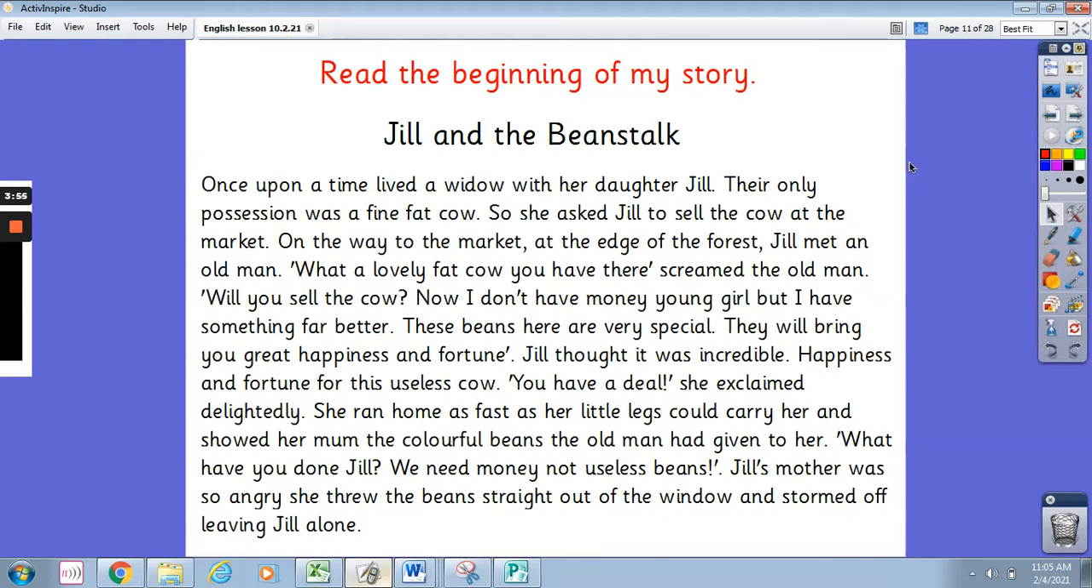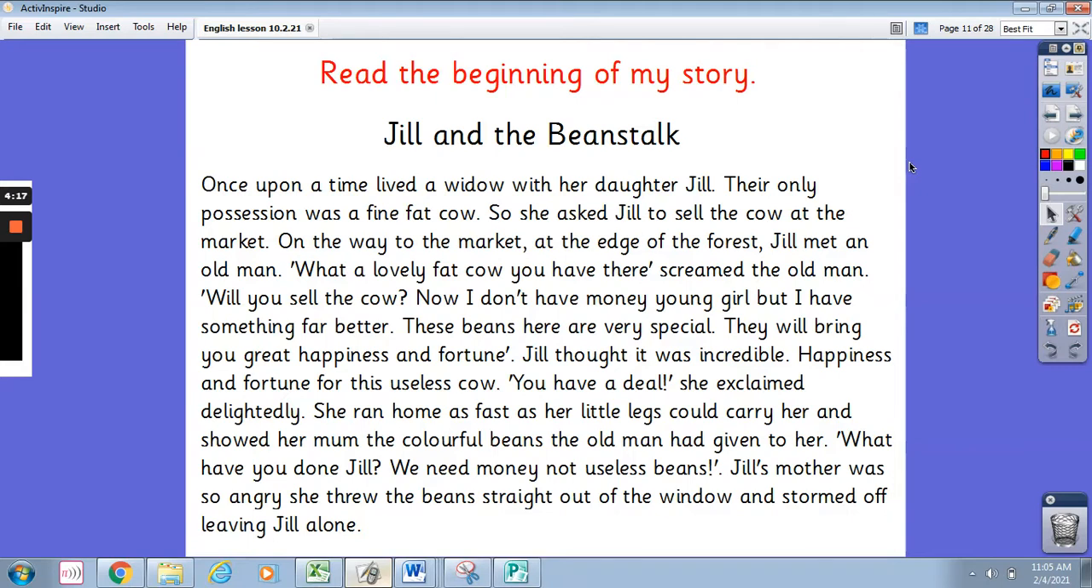What a lovely fat cow you have there, screamed the old man. Will you sell the cow? Now, I don't have money, young girl, but I have something far better. These beans here are very special. They will bring you great happiness and fortune. Jill thought it was incredible. Happiness and fortune for this useless cow? You have a deal, she exclaimed delightedly.